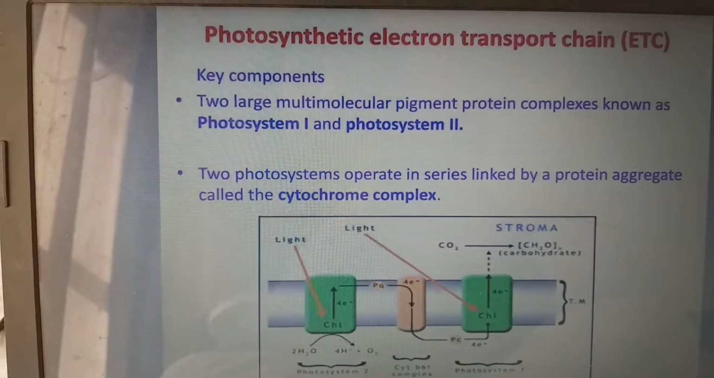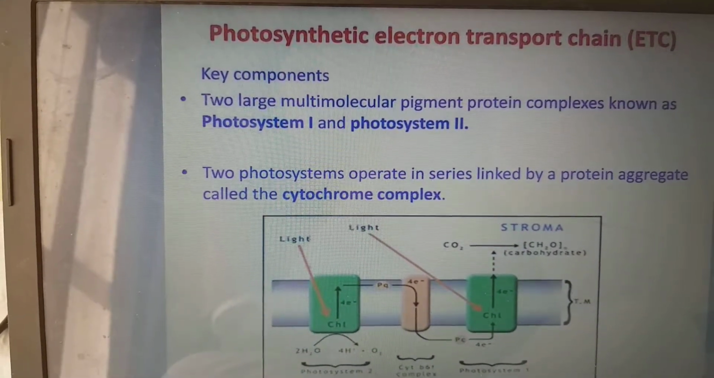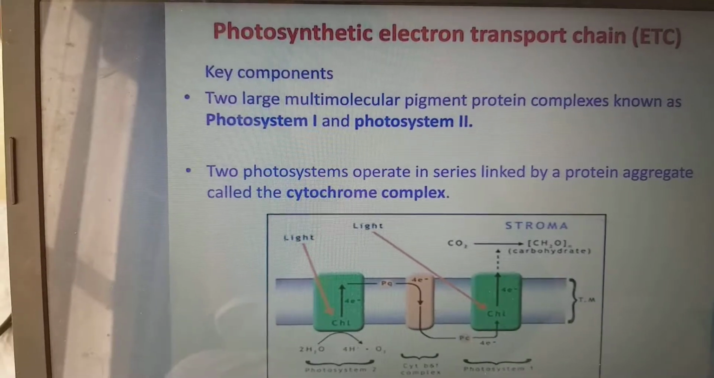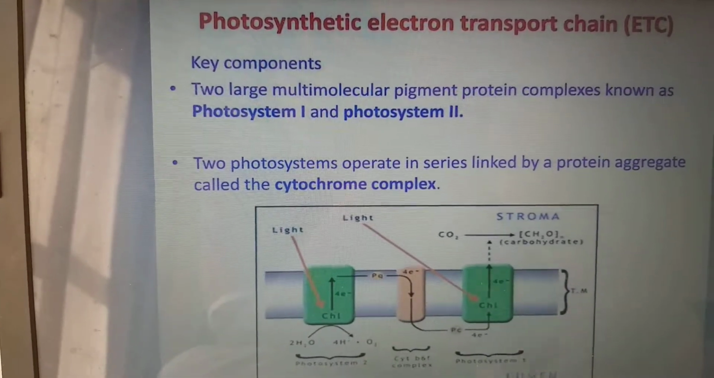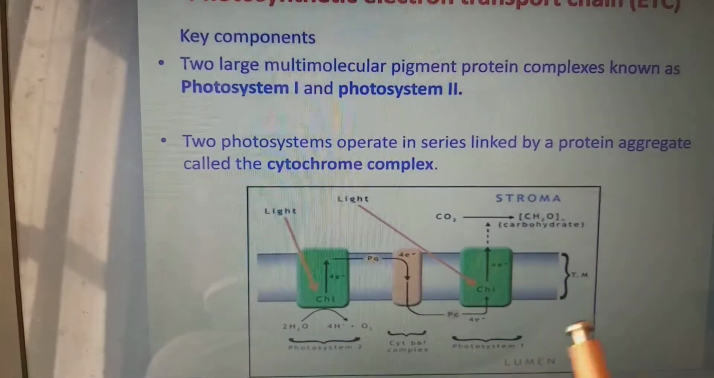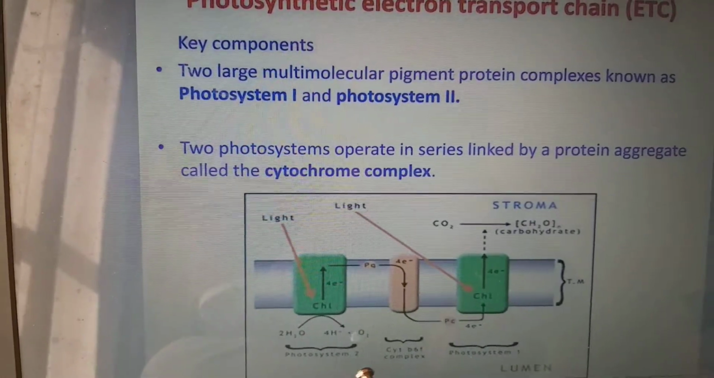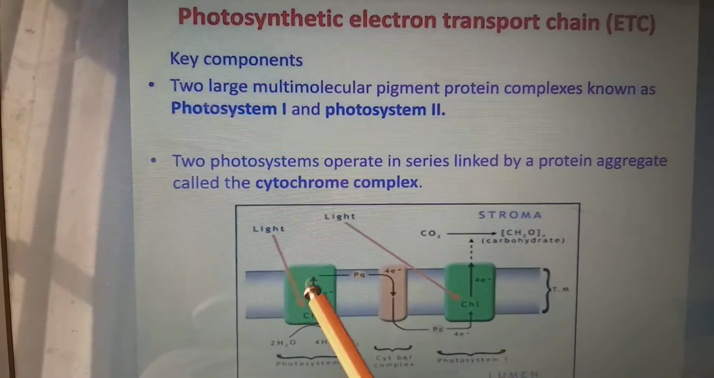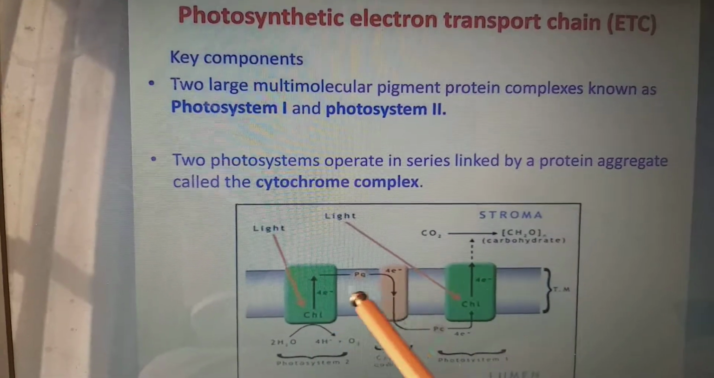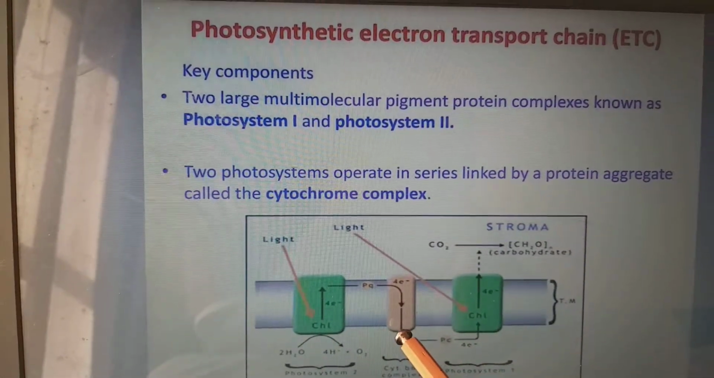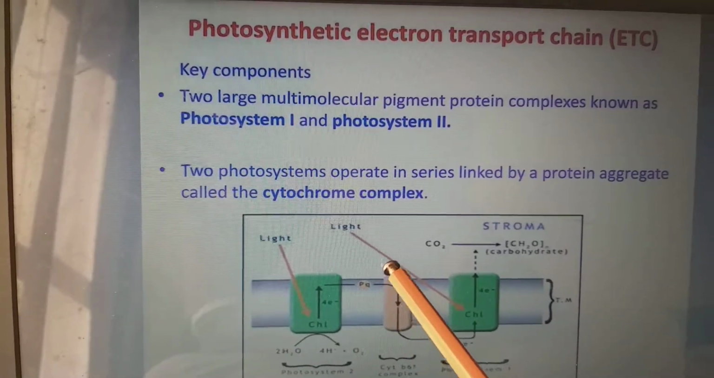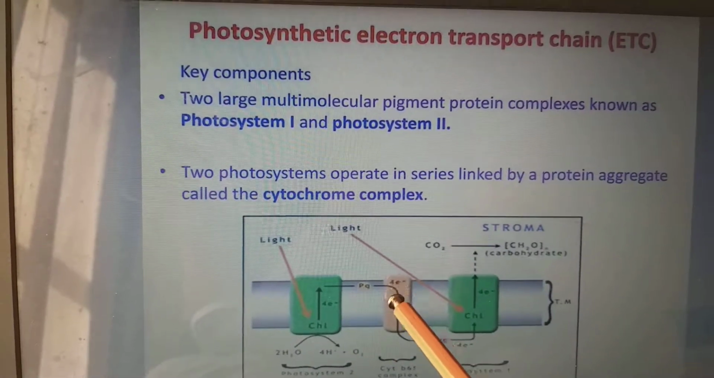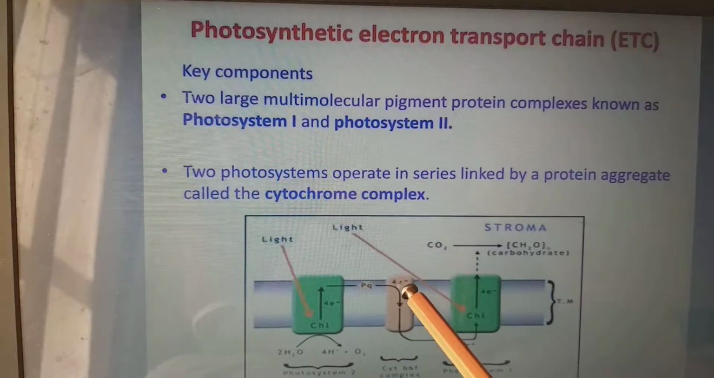Photosynthetic electron transport chain. Coming to the key components, the two large multimolecular pigment-protein complexes are known as photosystem 1 and photosystem 2. In this picture we can see photosystem 1 and photosystem 2. First is photosystem 2 and next is photosystem 1. In between we have a protein complex called the cytochrome complex. We also call it the cytochrome B6F complex.